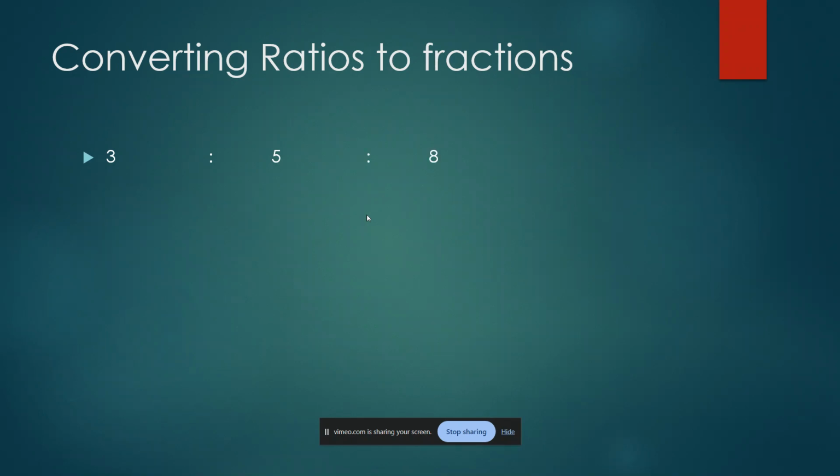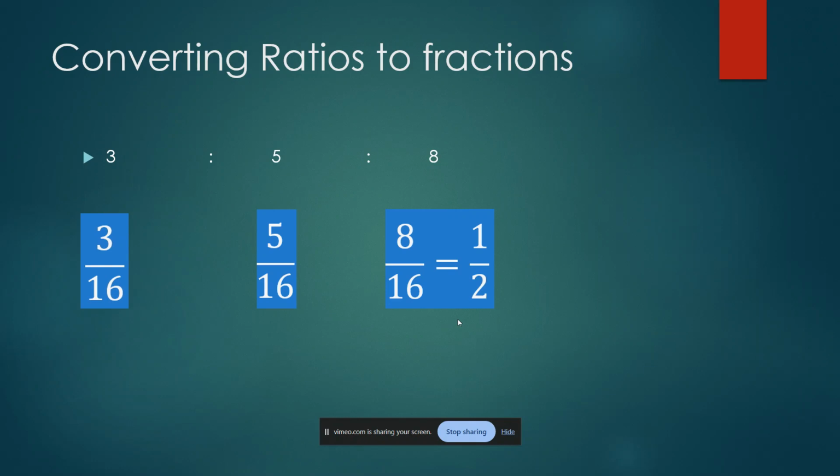And this is a level 2 example. It's not too difficult, really. So 3 plus 5 is 8. 8 plus 8 is 16. The person on the left is going to have 3/16, the person in the middle 5/16, and the person on the right is going to get 8/16, which is a half. There you go. 3/16, 5/16, 8/16, which is equivalent to a half, because 16 is 8 times 2.